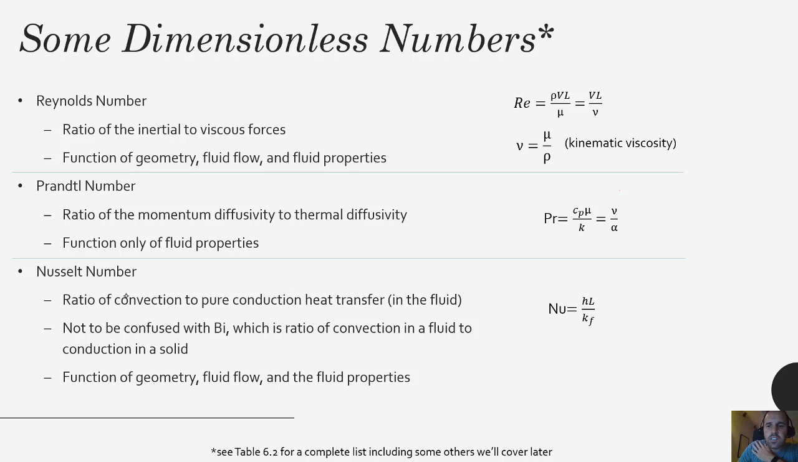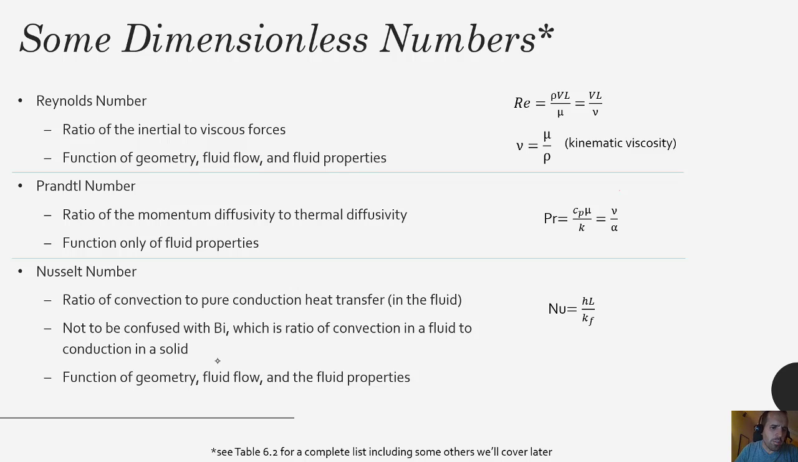So this Nusselt number is a measure of how much convection is happening, convection as in the total heat transfer phenomenon in getting heat from a surface to the fluid, versus how much of that heat transfer is happening just by pure conduction. And again, this is different from the Biot number. The Biot number is the ratio of convection in a fluid to conduction in the adjacent solid, whereas the Nusselt number is the ratio of convection in the fluid to the conductive effects in that same fluid.